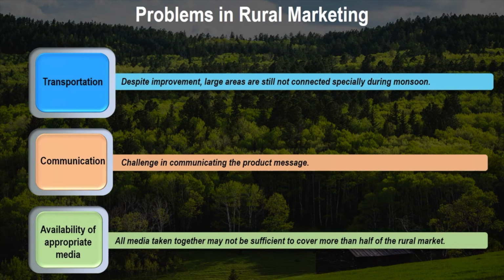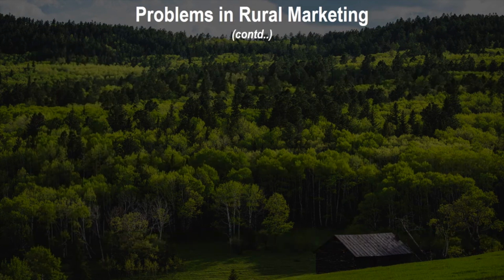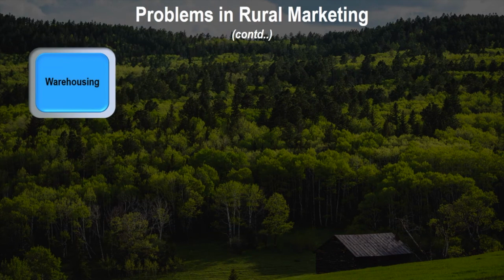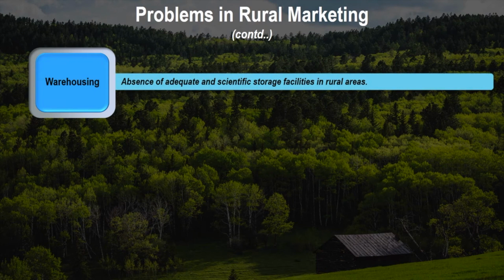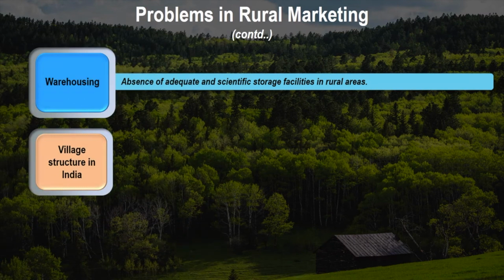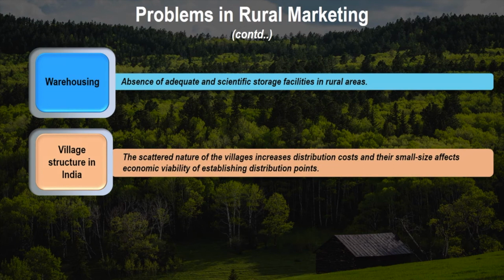So, still there is a lot of scope in terms of coverage of the rural population via reliable media sources. Warehousing: it is almost impossible to distribute effectively in interior outlets in the absence of adequate and scientific storage facilities in rural areas. Due to this constraint, stocks have to be maintained in towns only, and that adds to cost. Then the village structure in India is such that the scattered nature of villages increases the distribution costs.